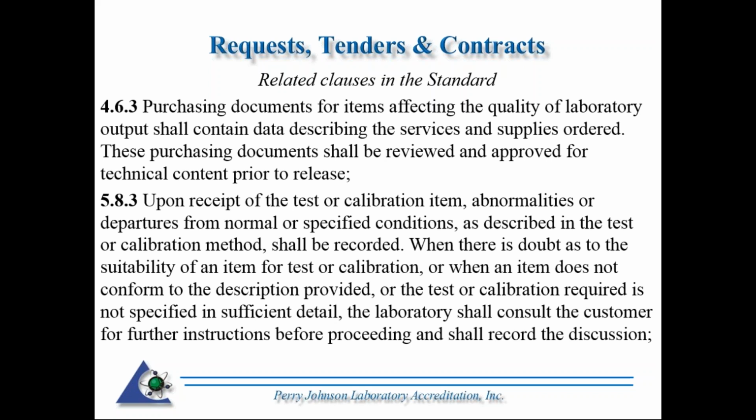So this would be a thing such as if perhaps you got something that was damaged. Perhaps, let's say the client was sending in pipettes to calibrate, and the packing was specified 10, you received 9. These abnormalities should be recorded and should be communicated directly with your customers. Again, this is not under 4.4, but they relate to request tenders and contracts, section 4.4.